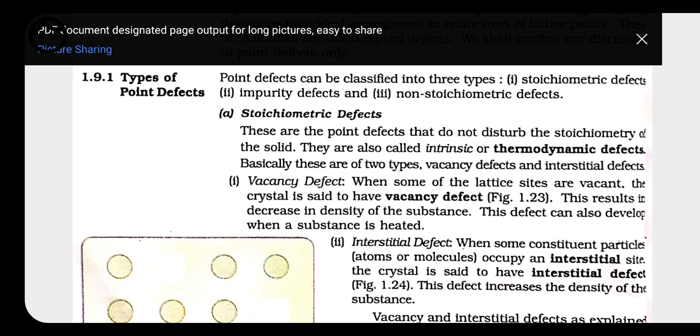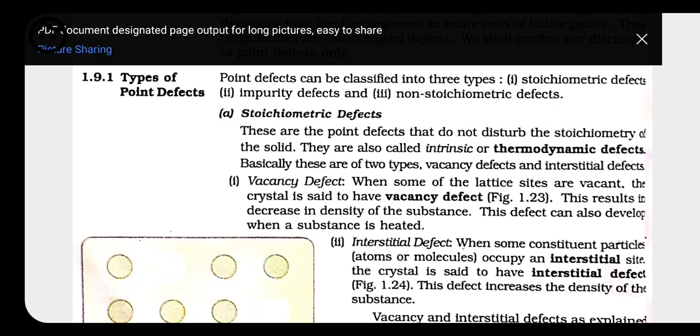Point defect can also be classified into three types, that is stoichiometric defect, impurity defect, and then we have non-stoichiometric defect. So first we will talk about the stoichiometric defect. What do you mean by stoichiometric defect? It is a type of defect in which the number of positive and negative ions are exactly in the ratio indicated by the chemical formula, that is called a stoichiometric compound.